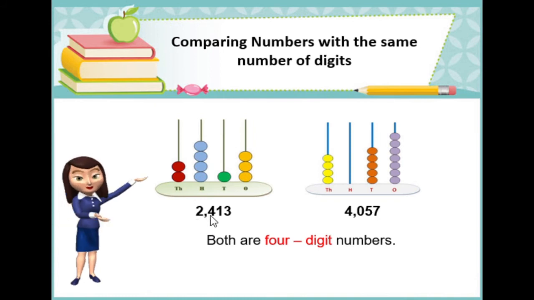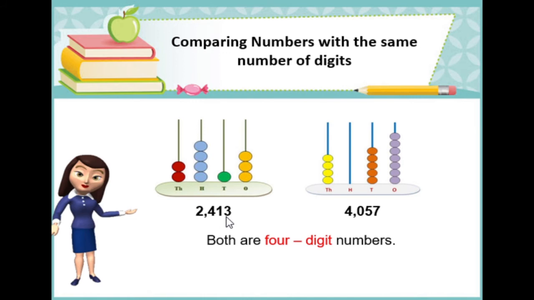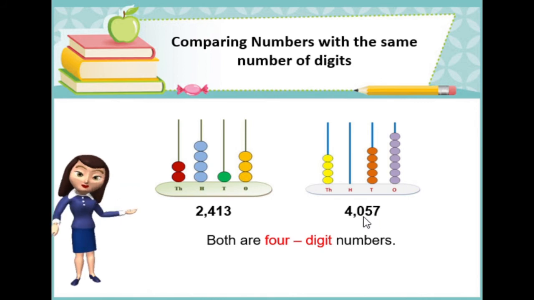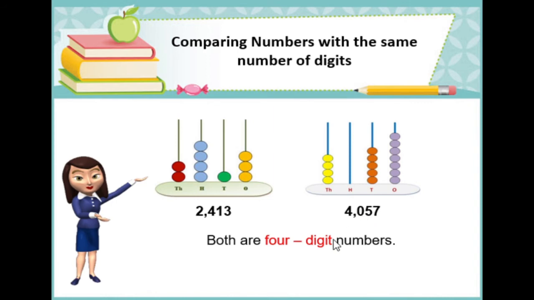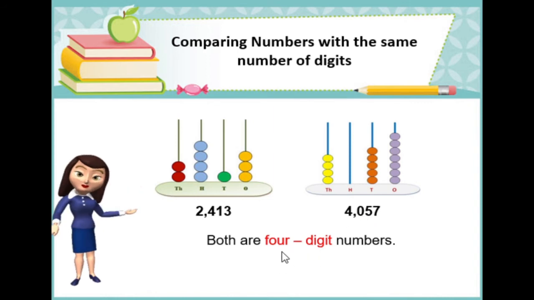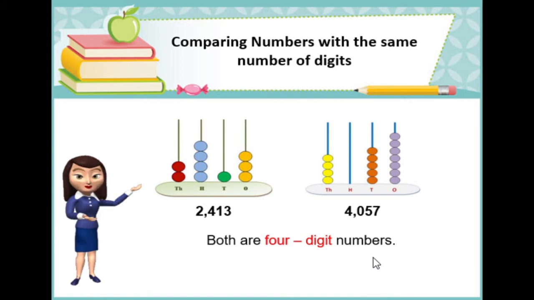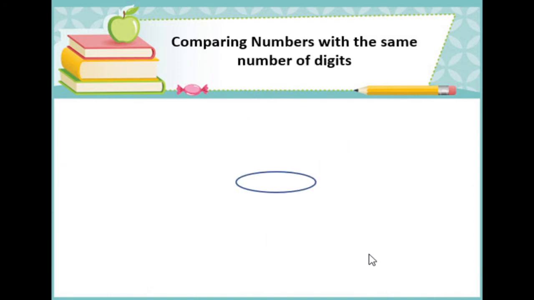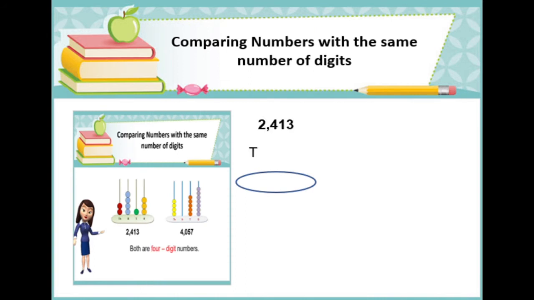1, 2, 3, 4. 1, 2, 3, 4. Both numbers are 4-digit numbers. Now, how are we going to compare them? They have the same number of digits. How to do it?